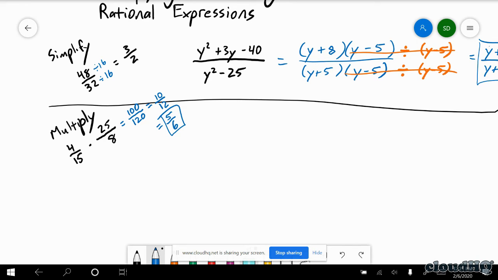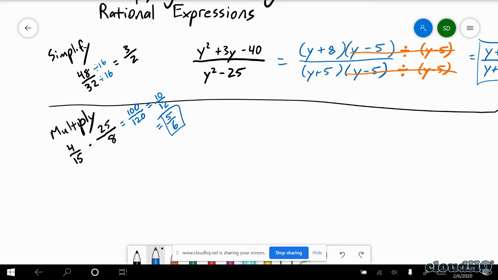Now, there is another order we could have done that. Instead of multiplying first and then simplifying, is it possible to simplify first and then multiply? It is, and the advantage to simplifying before you multiply is that when you look at the original problem, we're dealing with smaller numbers. Sometimes dealing with smaller numbers makes it a little bit easier.